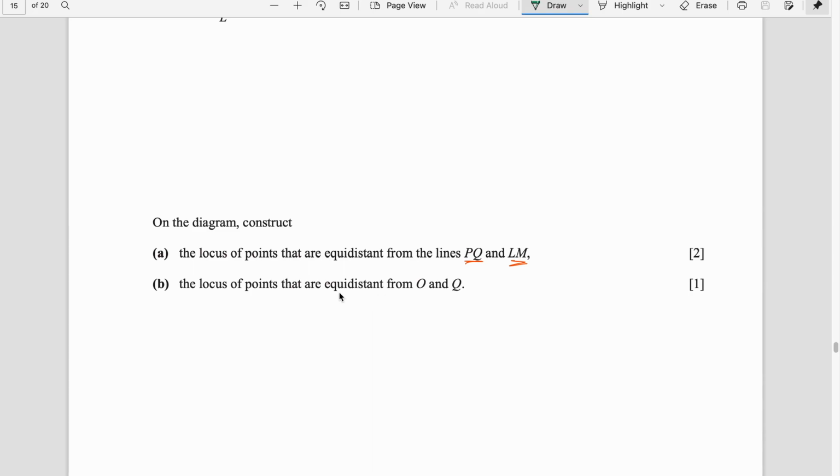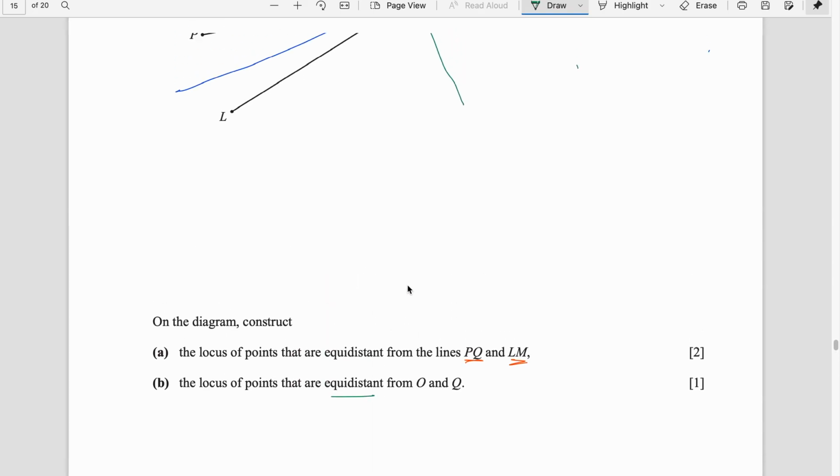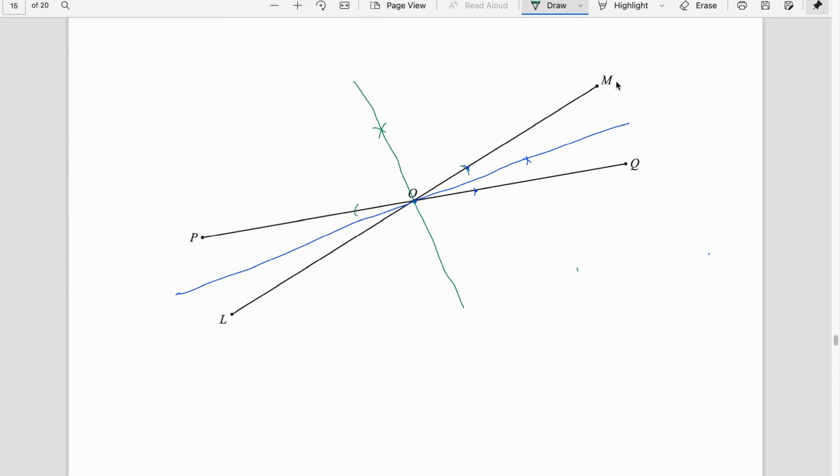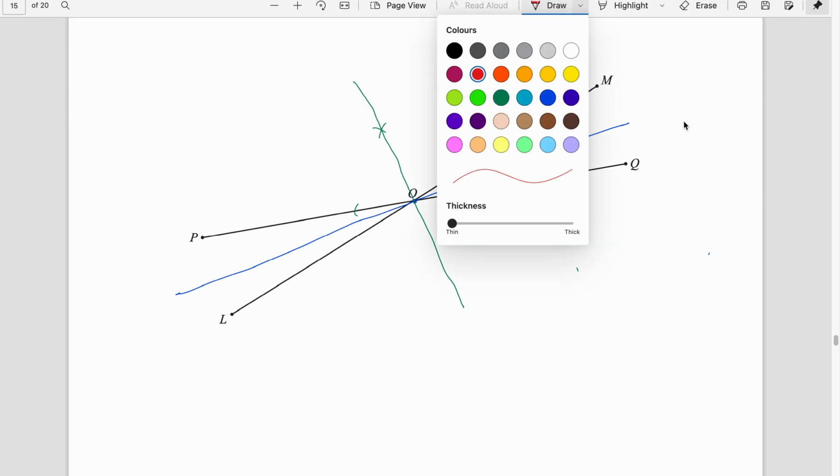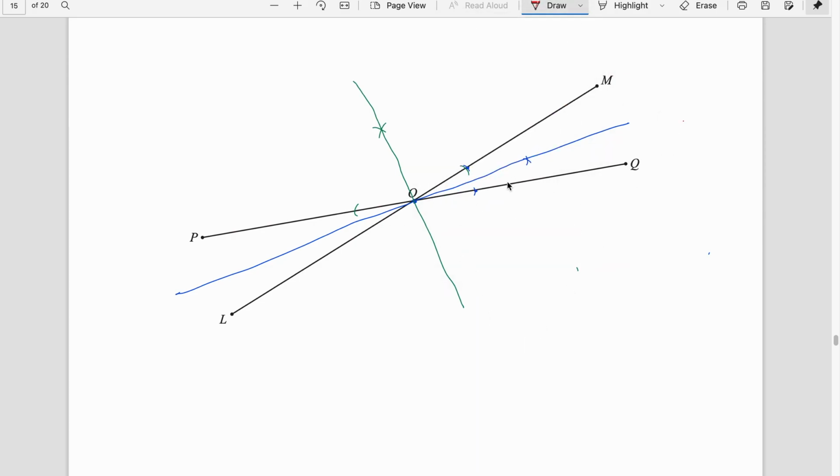The locus of points that are equidistant from O and Q. Now these are 2 points and the locus of 2 points equidistant is the perpendicular bisector. Open your compass more than half, mark on both sides, place at Q, mark on both sides and draw the perpendicular bisector.